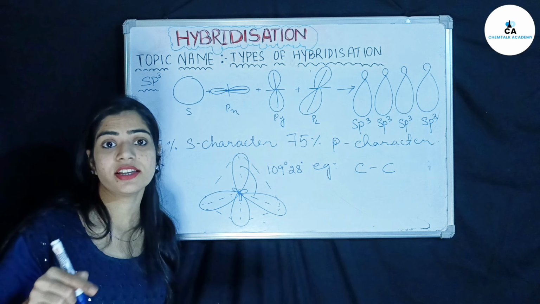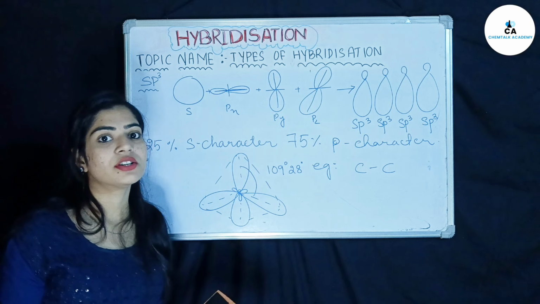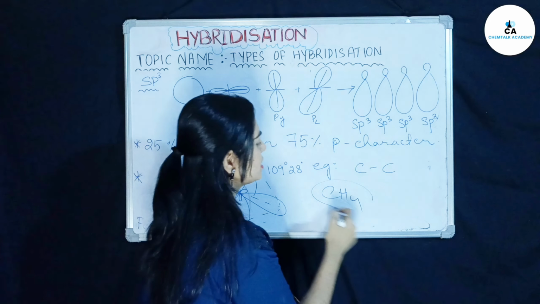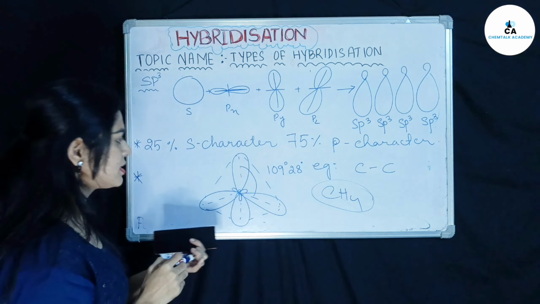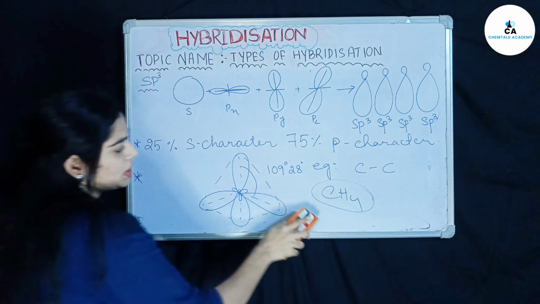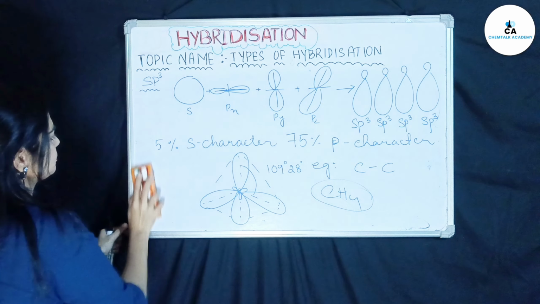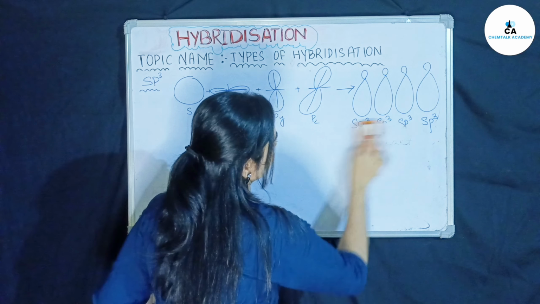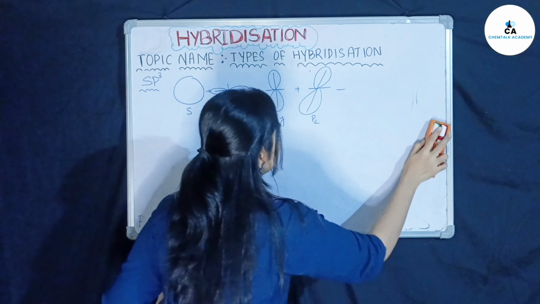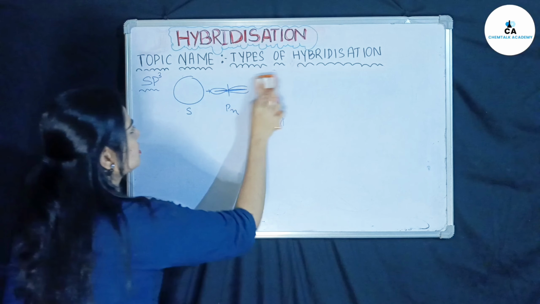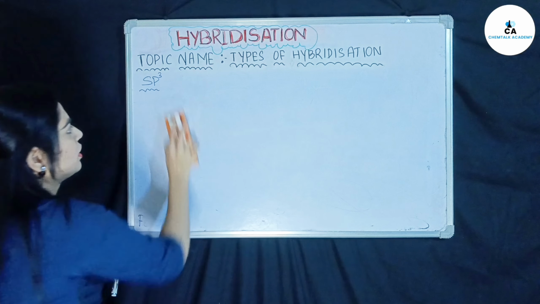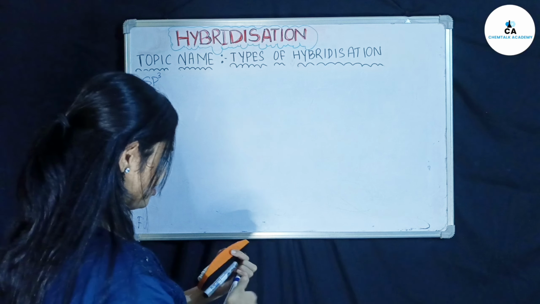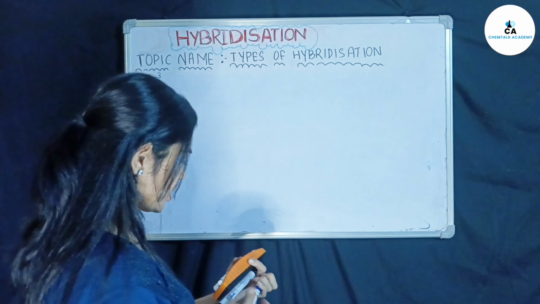There we have seen in case of CH4, the hybridization was what? In case of CH4, the hybridization was sp3 hybridization. So again we will discuss the same. Okay, let's go for the hybridization of CH4. So what is the central metal atom? Carbon, and its valence electrons are 4. The central metal atom is carbon.